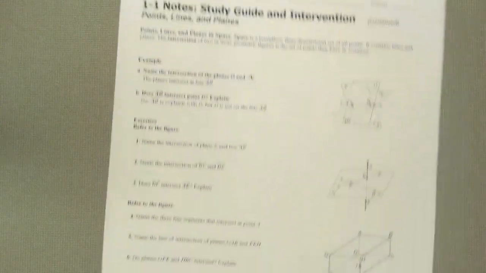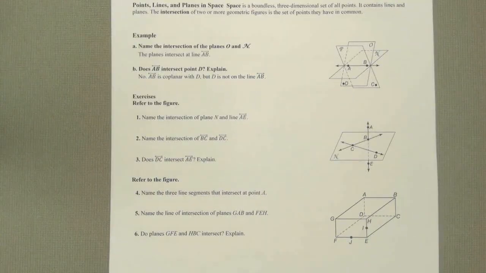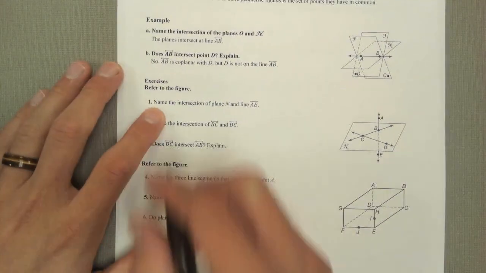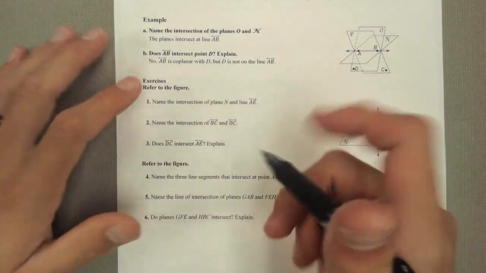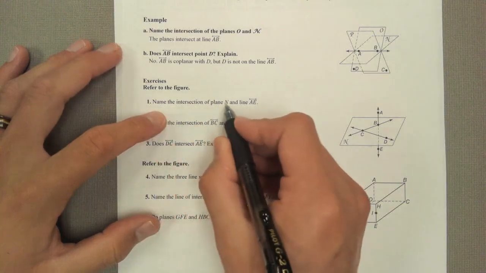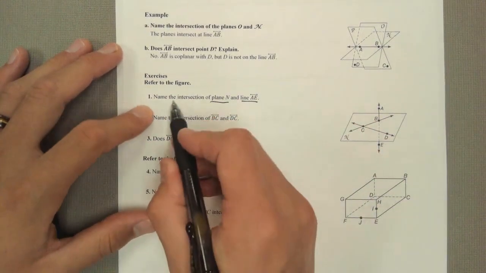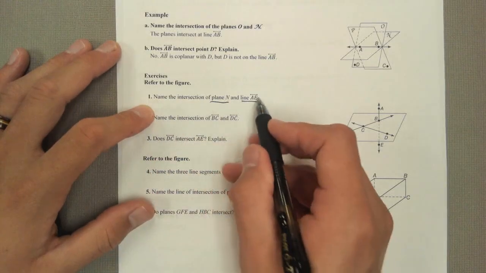Kind of dealing with more planes here. Okay, so let's go ahead and do it. All right, intersection. Okay, it's the combined points. All right, so name the intersection of plane N. Now we're dealing with some planes, like I said, and line AE. So name the intersection of plane N and line AE.